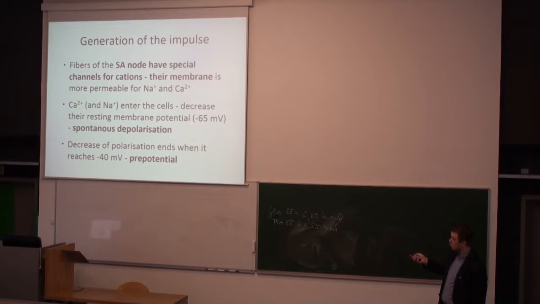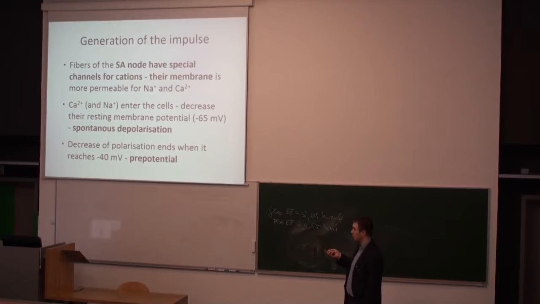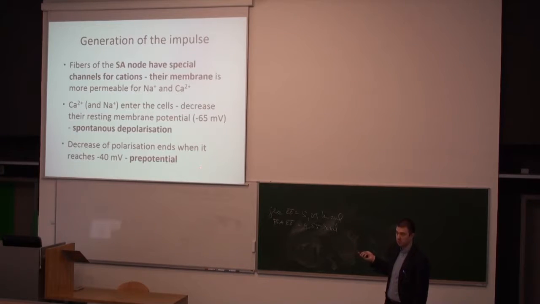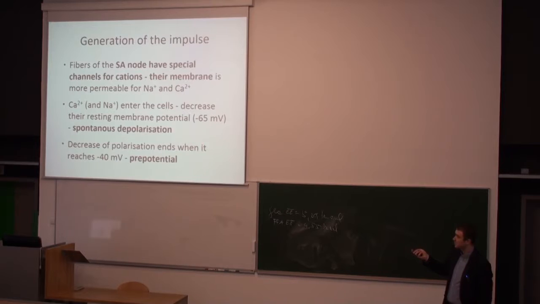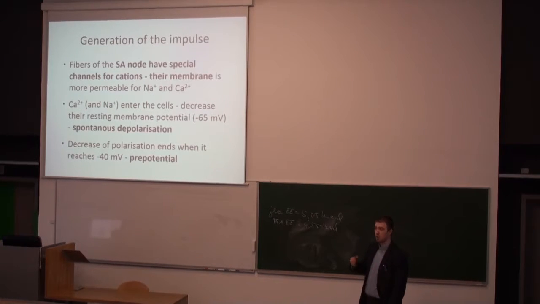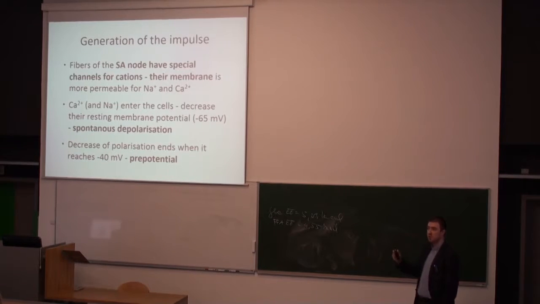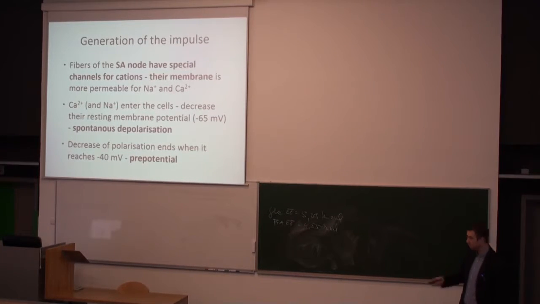That means you will go from -65, that's the resting potential, to the level of -40. This -40 millivolts we call the prepotential or threshold potential. Since this process is quite slow, and we can say it's spontaneous, we can call it spontaneous or slow diastolic depolarization. That means the cells have specific channels, and therefore they do this quite unique course of depolarization.